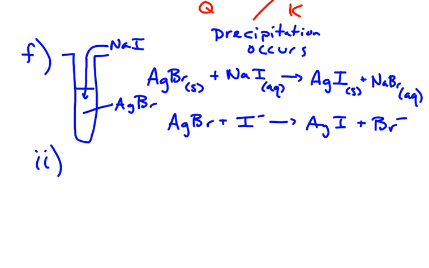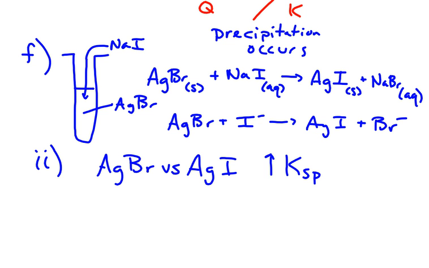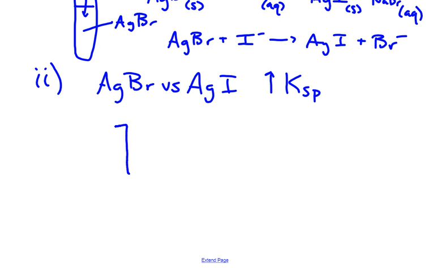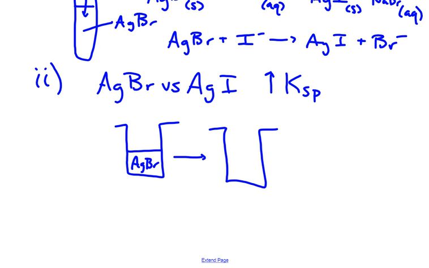Which has the greater value of KSP? Justify your answer. So this is what it's asking. Which one has the greater KSP? If you're not sure, let me remind you what just happened. You had AgBr, you put it in, and now it made AgI.